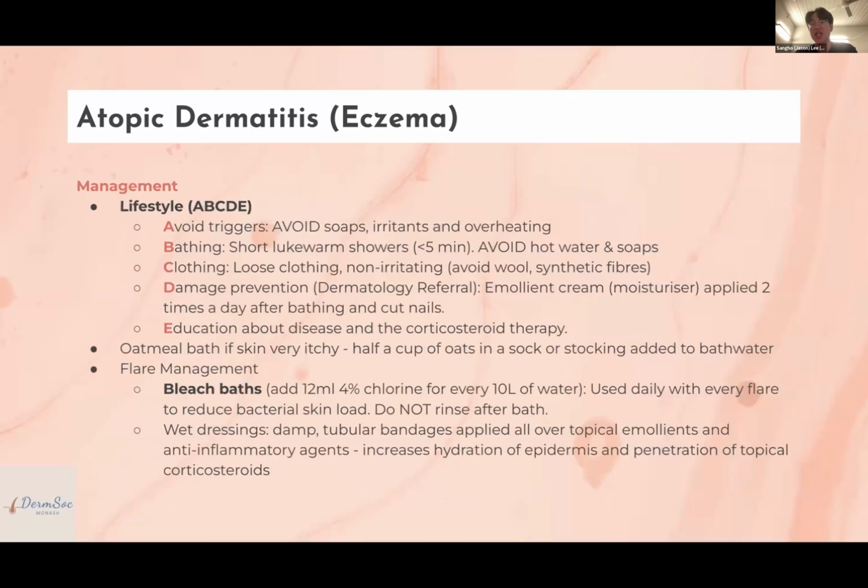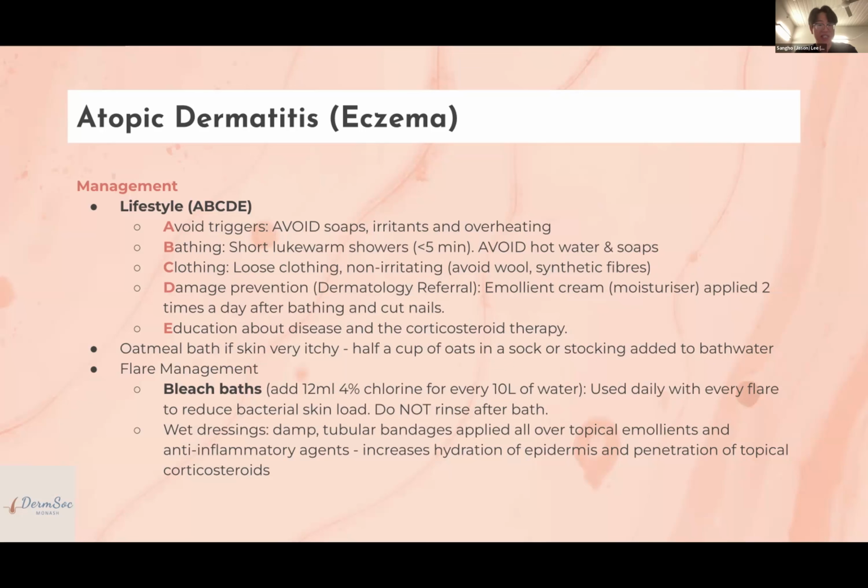And for management, lifestyle management of eczema is very important. There's an ABCD mnemonic for this. So avoiding triggers, so avoiding soaps, irritants, and overheating. Bathing is actually fine, but we want to keep them short and use lukewarm water, not hot water, and no soaps. Clothing-wise, we want loose clothing and non-irritating materials, so avoid wool and synthetic fibers. And then damage prevention, so using moisturizers quite frequently, especially after baths, and cutting nails to avoid kids excessively scratching the area. And then finally, education about the condition and the corticosteroid therapy.